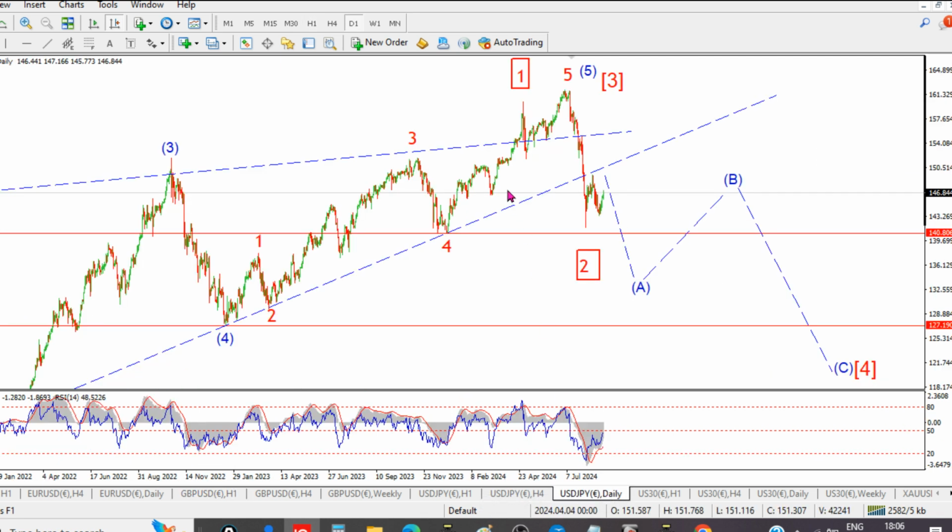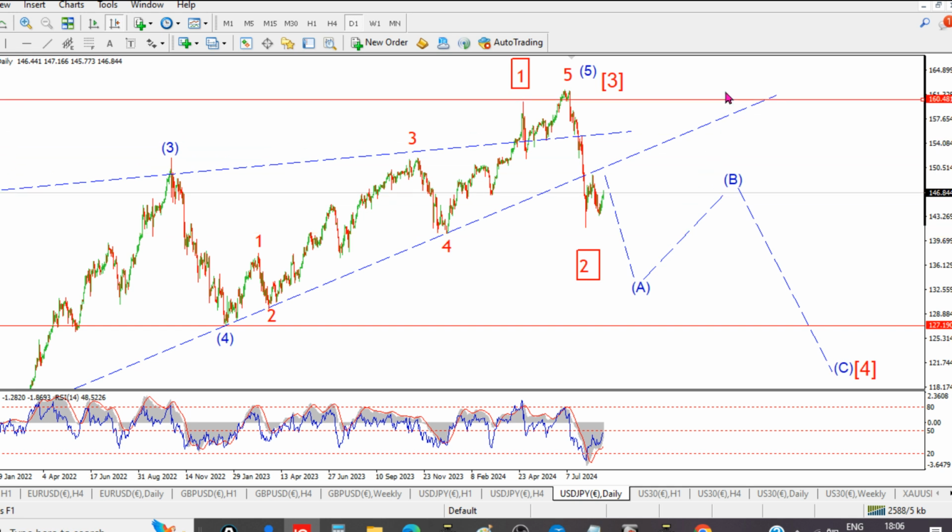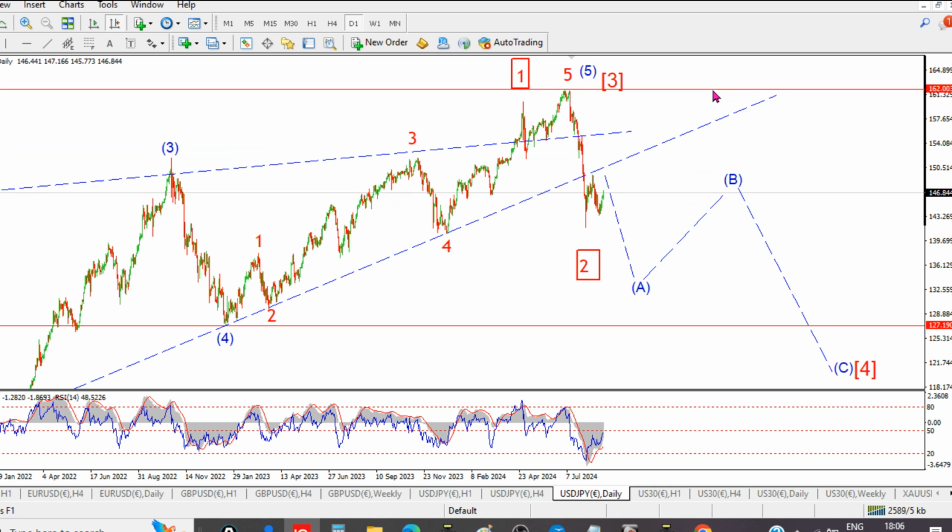Excuse me, dollar yen. Now it seems that we have a large degree third wave top in place. I say it seems because there are a couple of ways you could view this. The alternate count is still quite bullish in the medium term, and that recent decline is only a second wave.